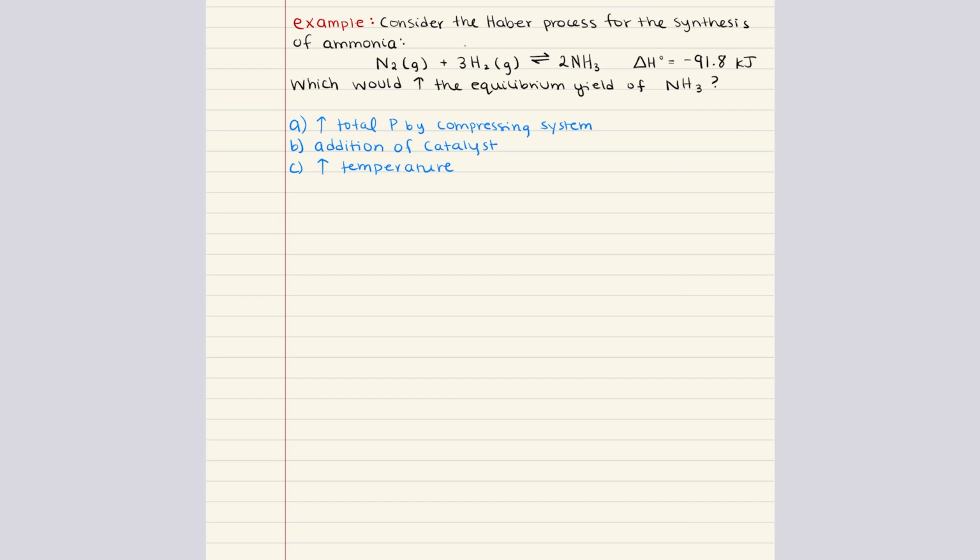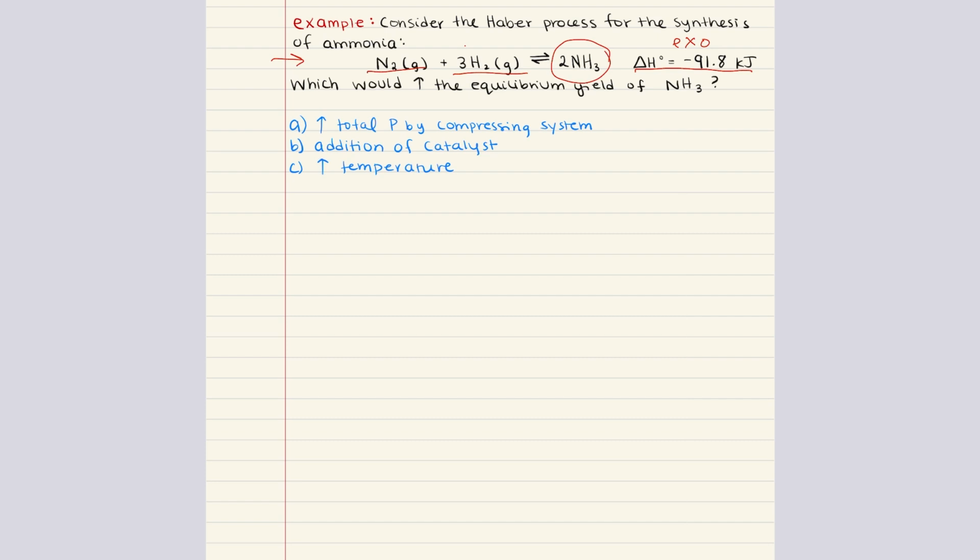This problem says, consider the Haber process for the synthesis of ammonia. And we're given this reaction. 1 mole of nitrogen gas reacts with 3 moles of hydrogen gas to give us 2 moles of ammonia. In addition, we're given the change in enthalpy. It is equal to negative 91.8 kilojoules. This value is less than 0, so that tells us this reaction is exothermic.